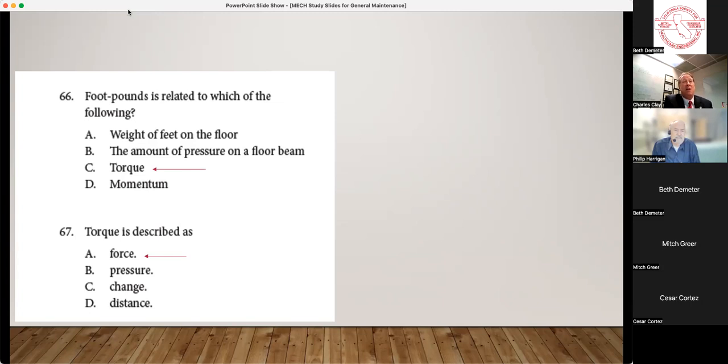Torque is described as a force. Remember, we just talked about it as a distance away and a force applied to that. So torque is a force. It's not a pressure, a change. It's not a distance. It's a force. Next slide, please.